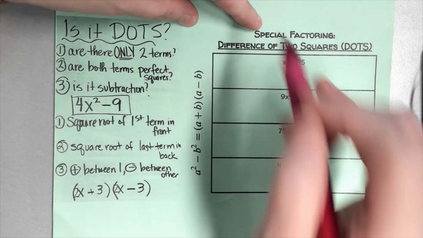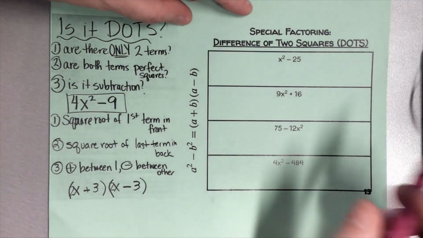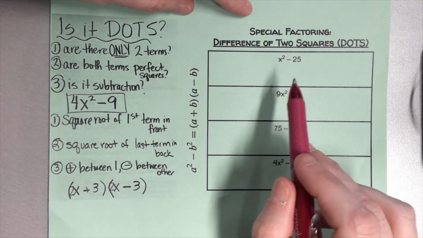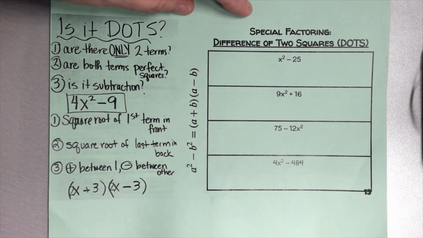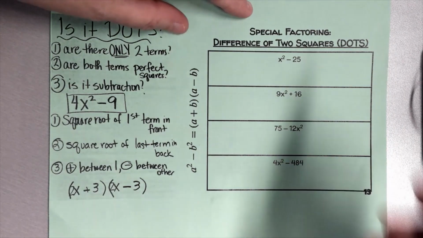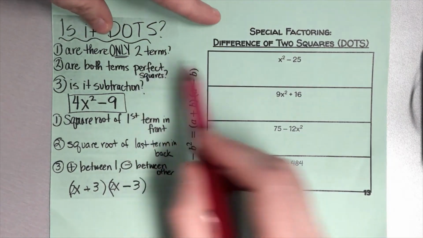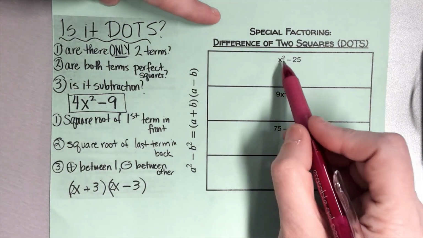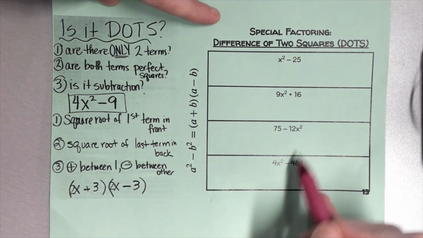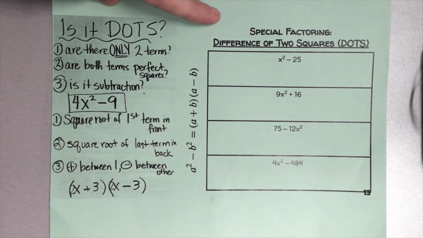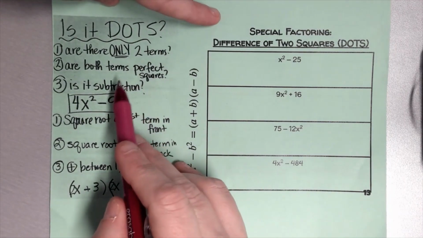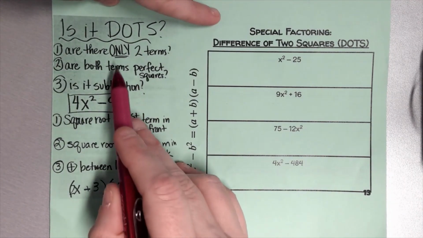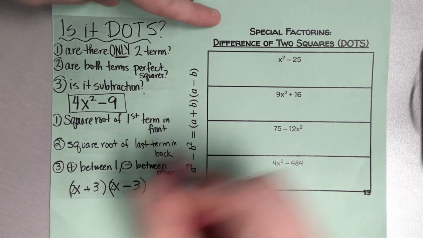Okay. So this is difference of two squares. We call it DOTS. And when you see this pattern, your work is literally the word DOTS. That's it, okay? So what am I looking for? Well, first of all, it's the difference of two squares, so I should only see two terms in this expression. And it has to be subtraction, okay? So I'm looking for two terms that are being subtracted.